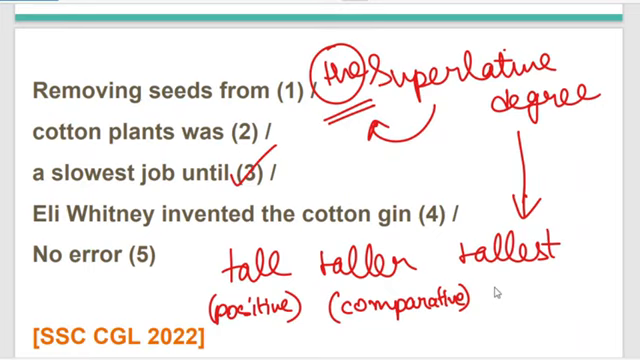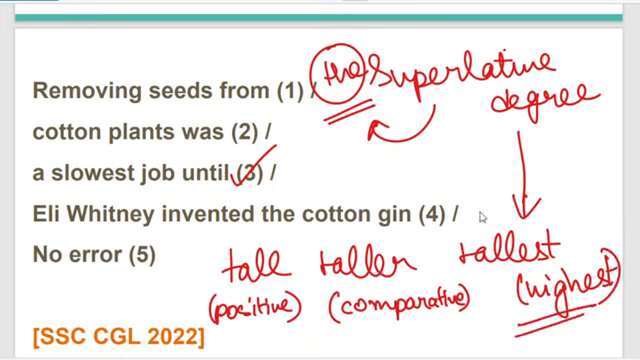"He is the tallest boy of the class." That means a lot of boys are present in the class, but he is the tallest one. So tallest is used among a lot of people or a lot of nouns. So tallest is a superlative degree, and it is the highest degree. Since it is the highest degree, it is one in number, unique.